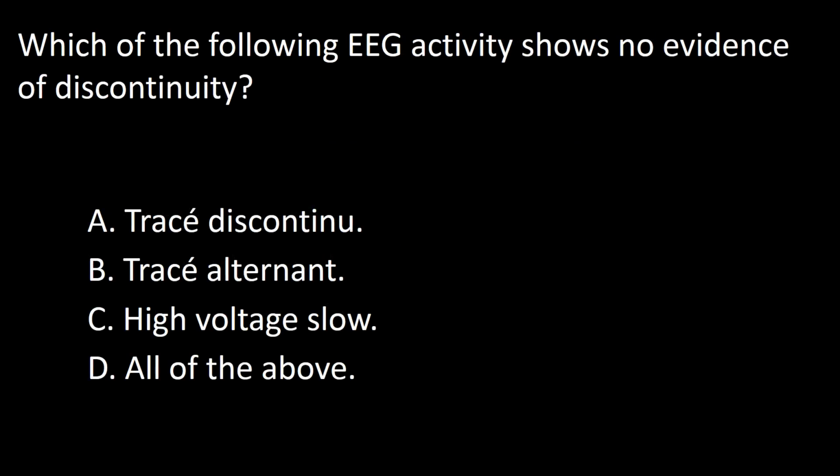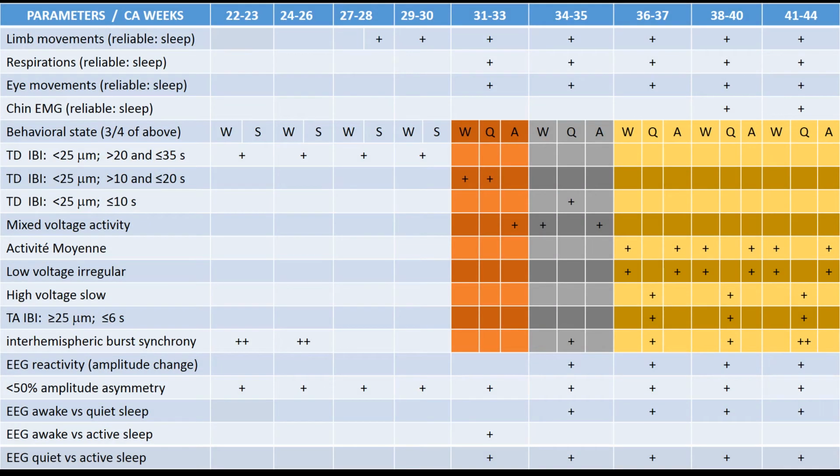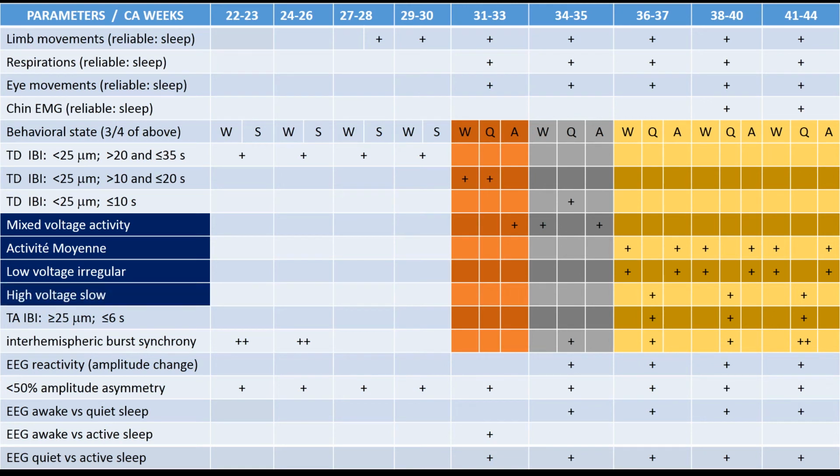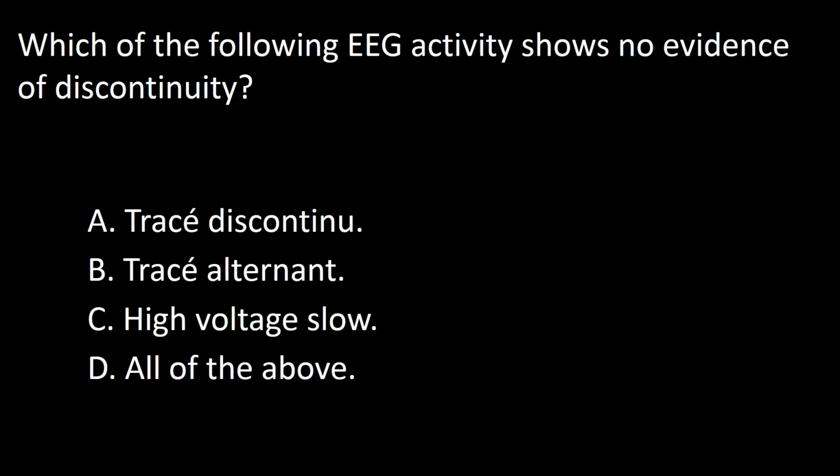Next question. Which of the following EEG activity shows no evidence of discontinuity? A. Tracé discontinue. B. Tracé alternate. C. High voltage slow wave. D. All of the above. The activity that show no evidence of discontinuity are mixed voltage activity, activité moyenne, low voltage irregular, and high voltage slow pattern. So the answer to this question is C.